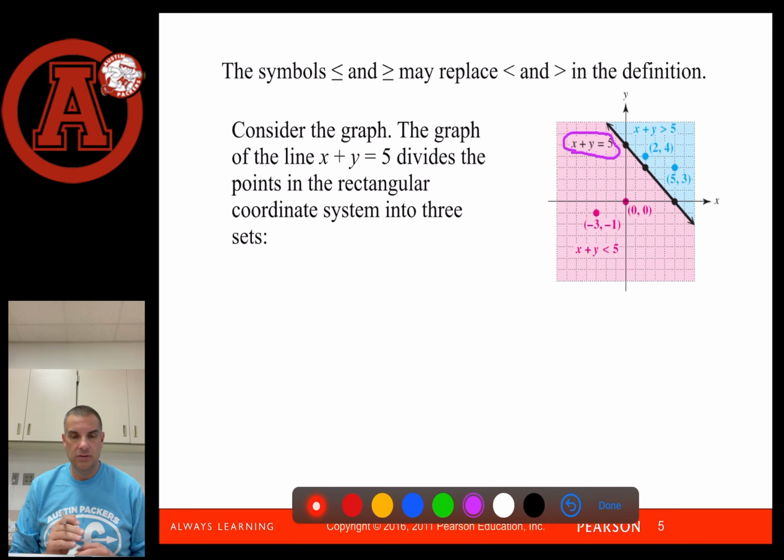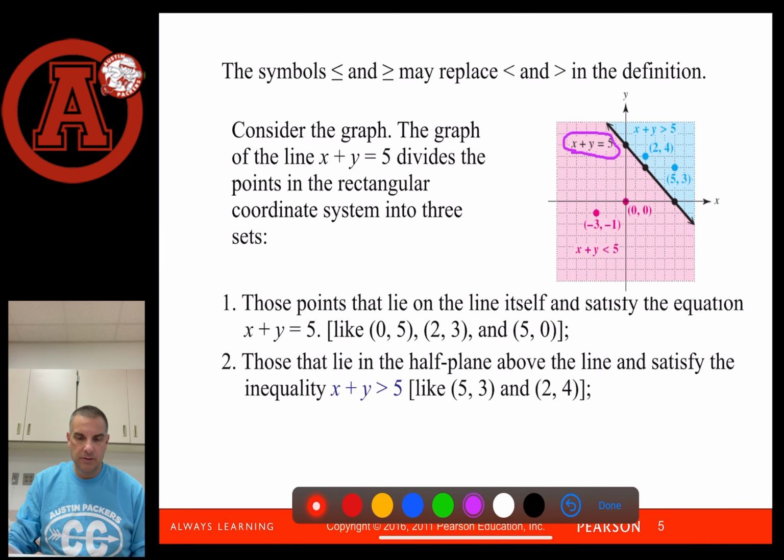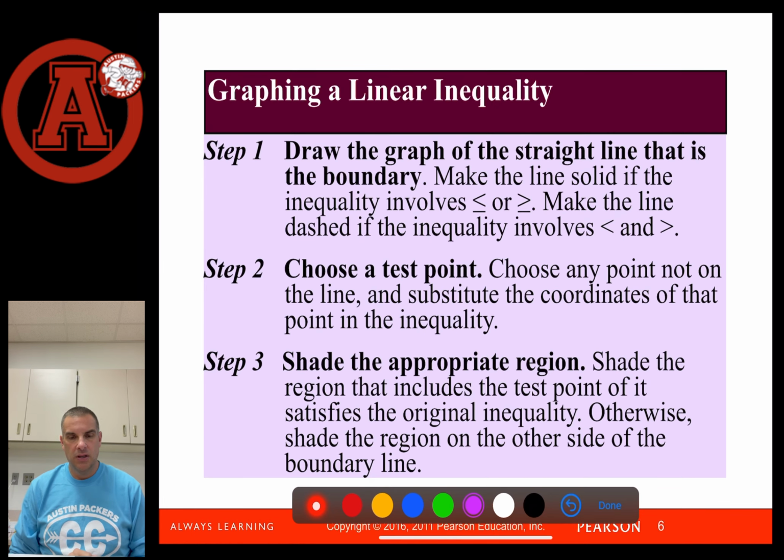We're going to use those symbols to replace the shaded area. Again, it's not the line anymore. Your solutions are going to be in those shaded areas. So that's just an explanation. Now the step-by-step process.